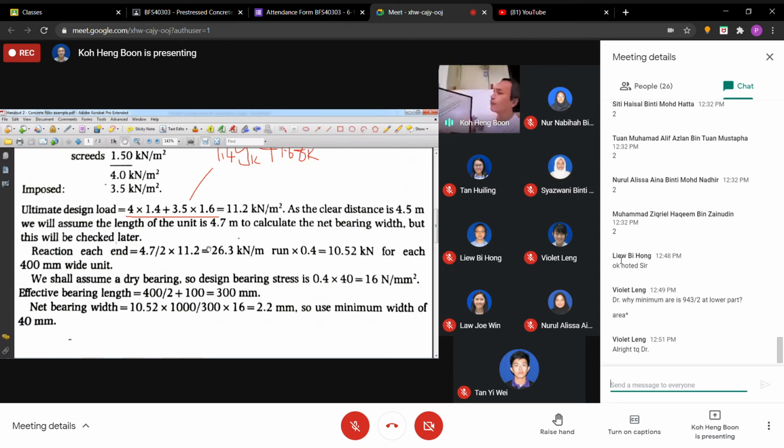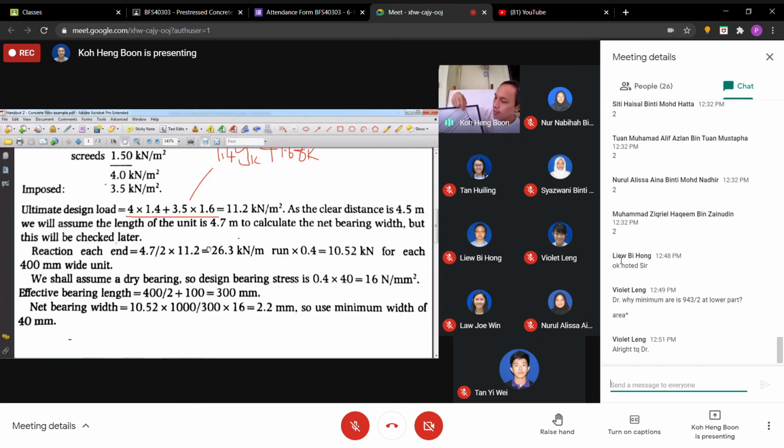Let's say a chamfer here, maybe here, and a chamfer here. Okay, so now the hollow core slab is sitting here. It spans from here to here, 4.7. I use 4.7. So you can calculate the load, the design load 11.2. So half goes here, half goes here.